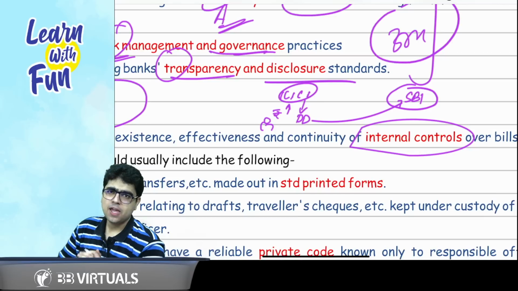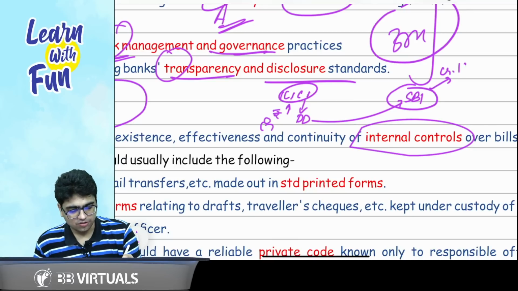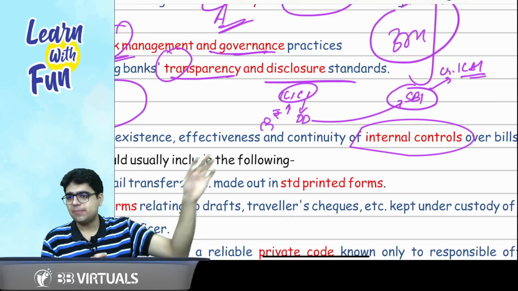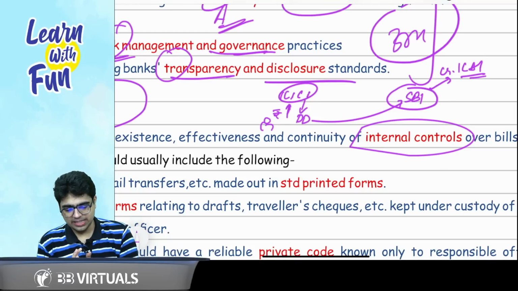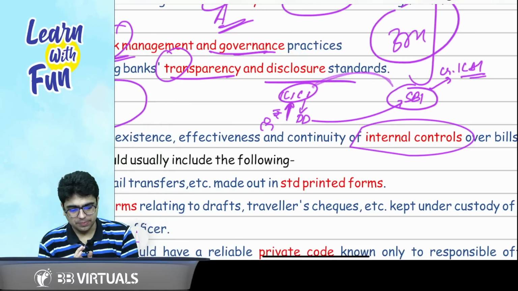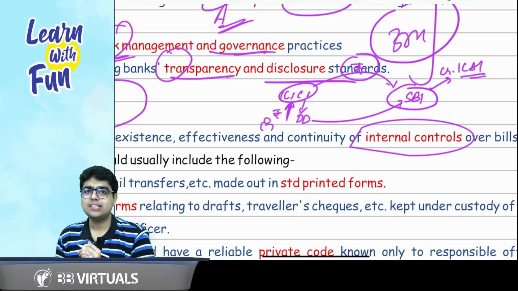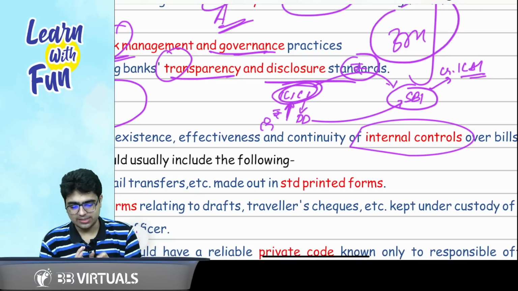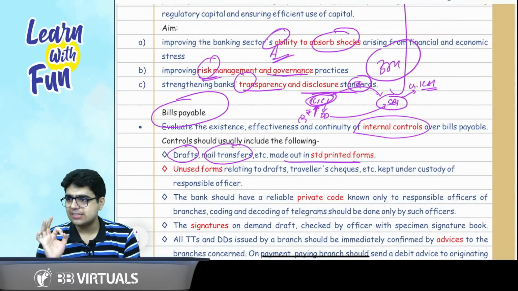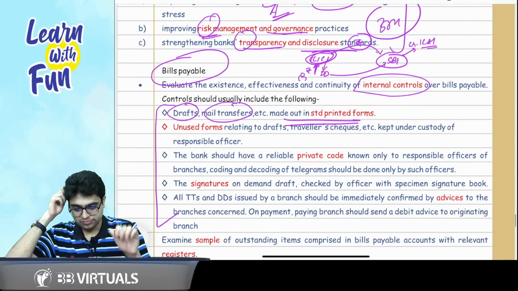I took this demand draft to SBI. Now, when I gave this demand draft to SBI, SBI credited the account of ICAI, as I needed to make a payment to ICAI. Now, who will give the money to SBI? This money that ICICI has taken from me, it will pay back to SBI. So can I say this is a bills payable for ICICI Bank? The answer is yes. So it says, drafts and mail transfers should be in standard printed forms. These are the internal controls basically.